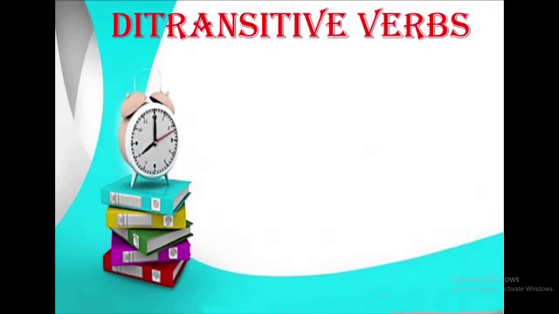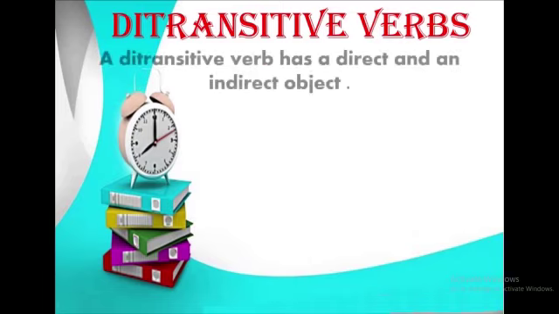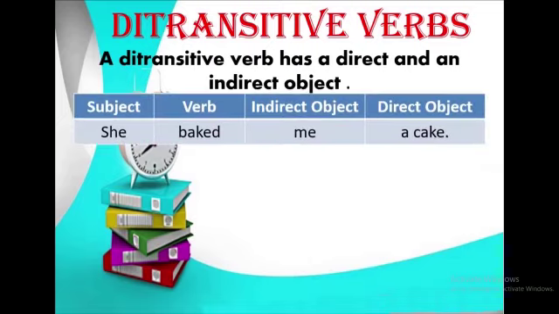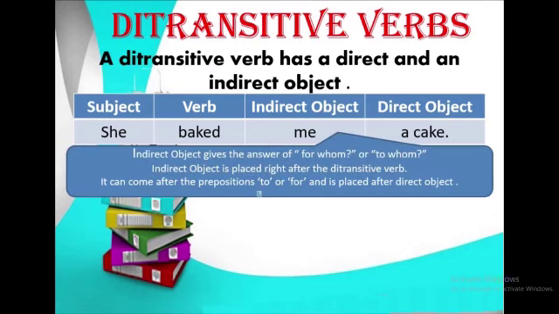Now we'll discuss ditransitive verbs. When a transitive verb takes two objects, that is called a ditransitive verb. And those two objects are, number one is a direct object and number two, we'll use indirect object. For example, subject, verb, indirect object and direct object. She baked me a cake. So here, me is indirect object.